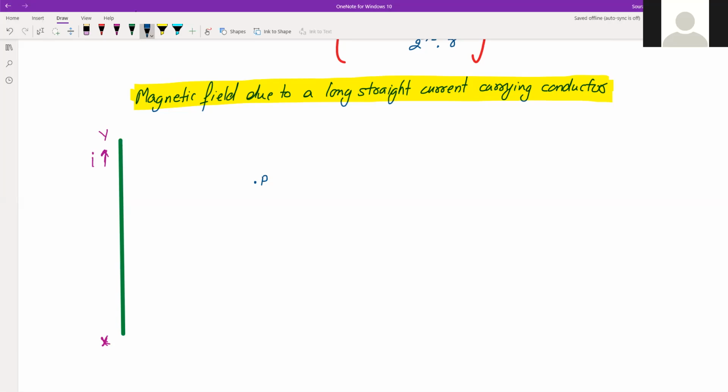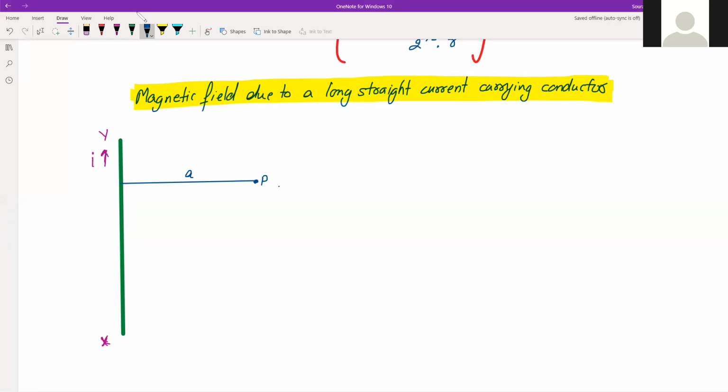Now this point P will be at some distance from this linear current carrying conductor. Let that distance be this, right? Let the distance be x or a or whatever. Suppose we say that that is given by a. So a is the distance between the current carrying conductor and the point P. So we have to find the magnetic field at that particular point. We know that current I is flowing in this segment.